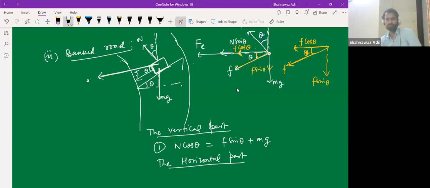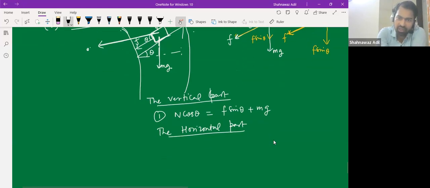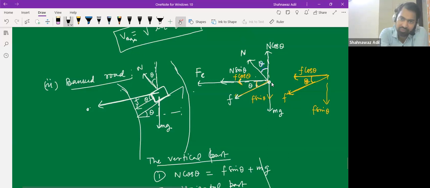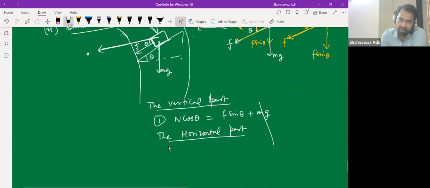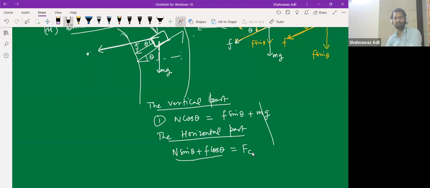Okay, so then the horizontal part, you tell me what would be the horizontal part? What are the forces that are acting towards the center? N sin theta plus F cos theta. These forces are acting towards the center. So this would be centripetal force, Fc. Understood? So this is our second equation.